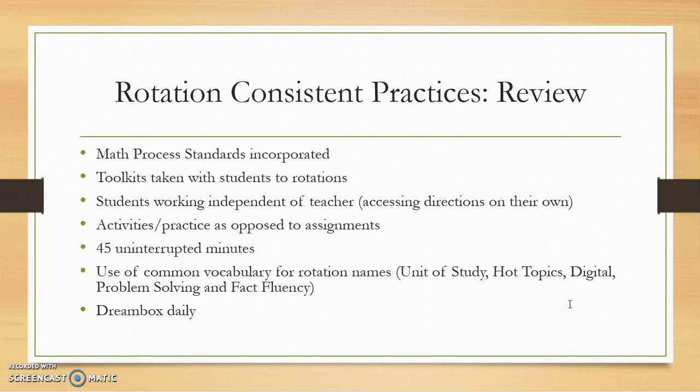The rotation time being uninterrupted minutes. The use of the common vocabulary for your rotation names, that's going to help provide that consistency. It's also going to help you to know what it is that your students are working on and help them to better understand what it is that they're working on at each rotation. And the last thing, keeping in mind that the digital rotation, which should be the adaptive feature of DreamBox, should be completed every single day by every single student in your class.